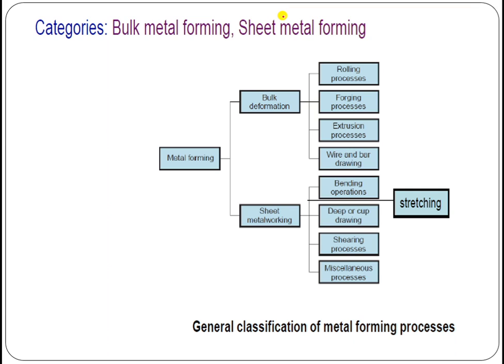These are the general classification of how metal forming can be classified. Just try to see this particular diagram. Nobody will ask you so much detail about this one. Here we have bulk deformation and sheet metal working. Here in this case we are talking about sheet metal working, and in bulk deformation, the forging process we have already seen.